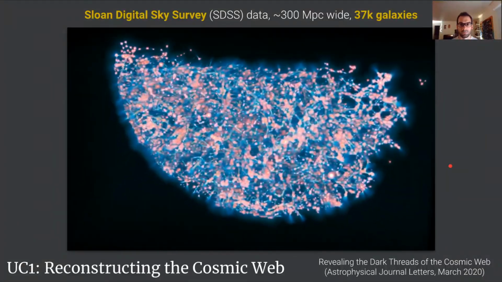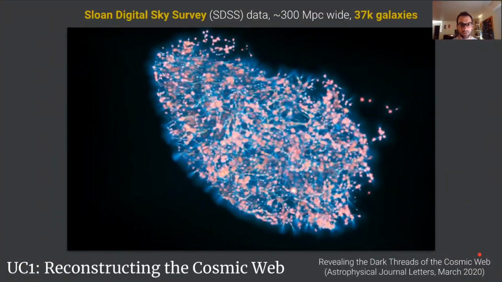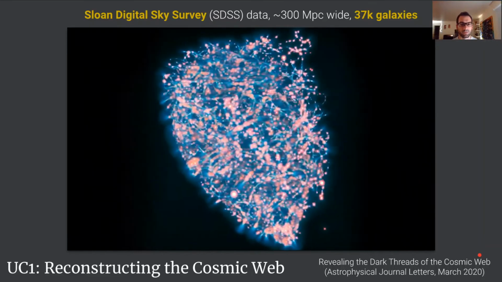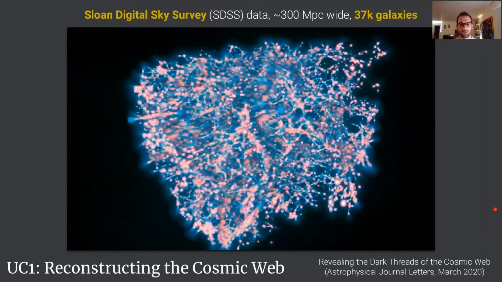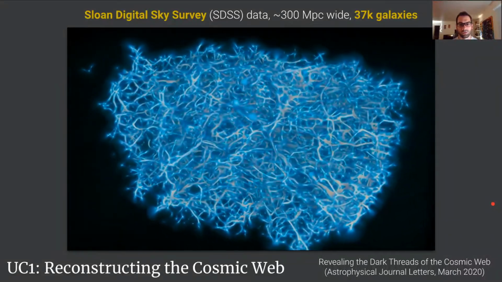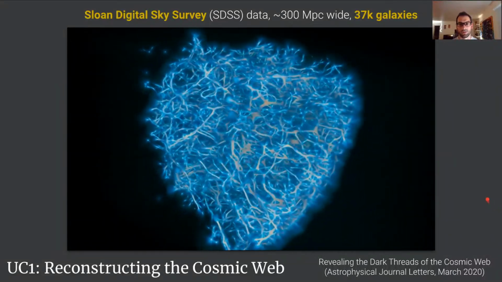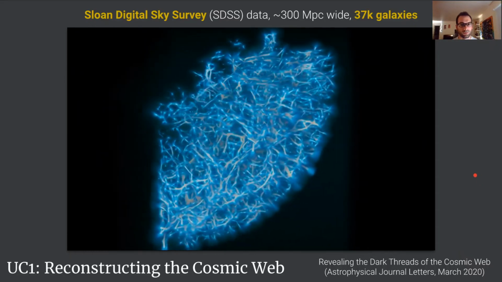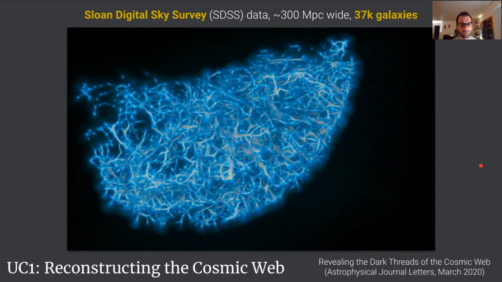And using validation against independent measurement data, we actually showed that this is not only an intuitively looking reconstruction, but also one that very well corresponds to these independent verification measurements.